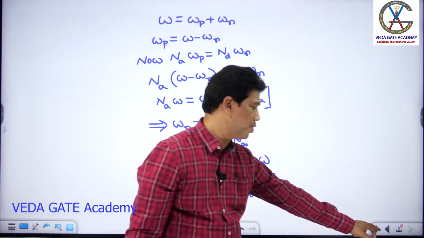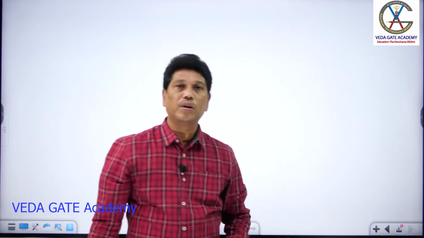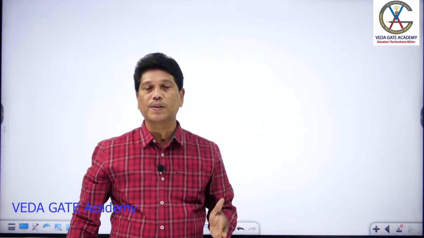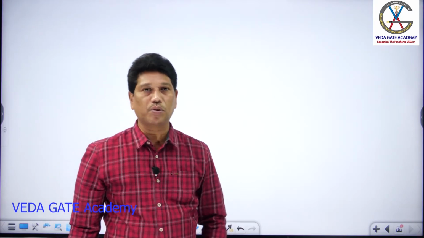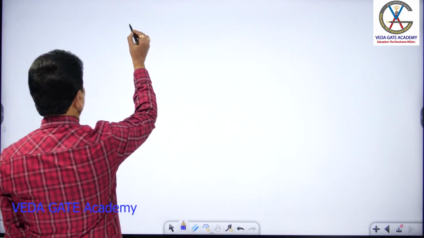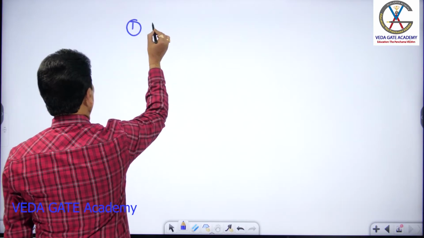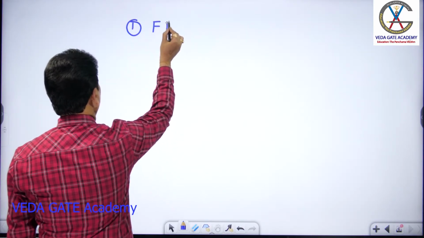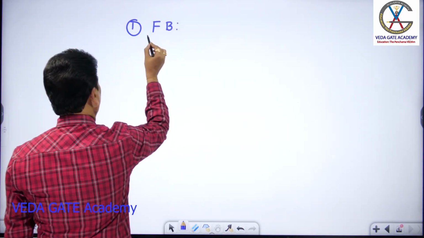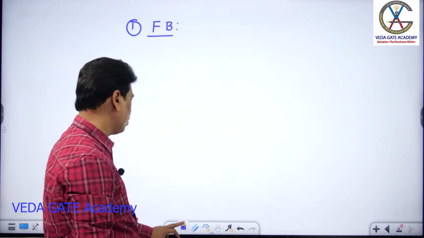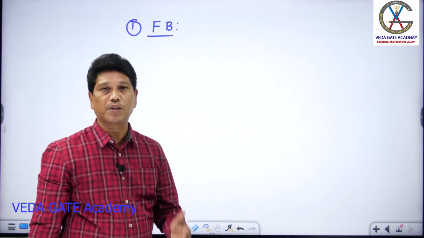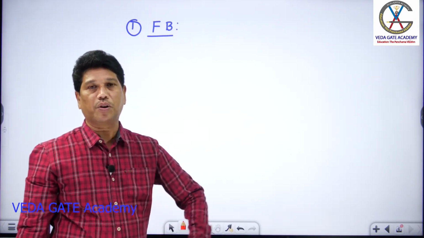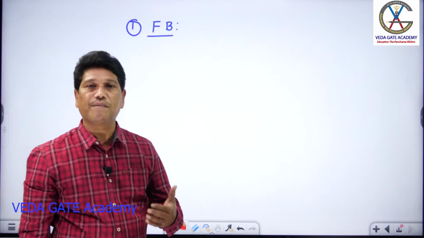How do you say the diode is in forward bias? The diode will be in forward bias if the anode voltage is made positive with respect to the cathode. So when the anode is kept at a positive potential with respect to the cathode, the diode is in forward bias.